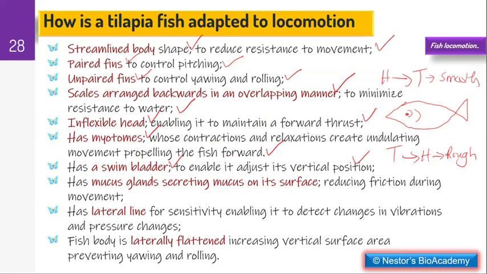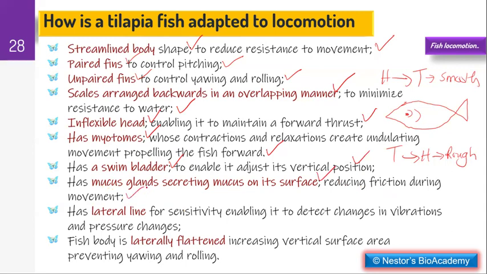And if you have interacted with fresh fish, you will always realize that if you run your fingers along its length, it tends to be slimy. This is because it has mucus glands secreting mucus on its surface, which helps in reducing friction during movement.